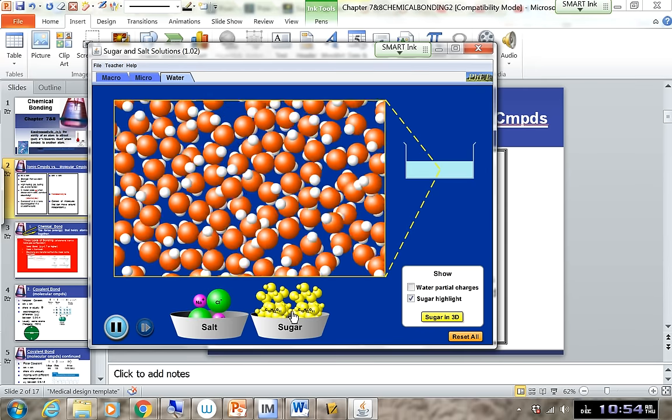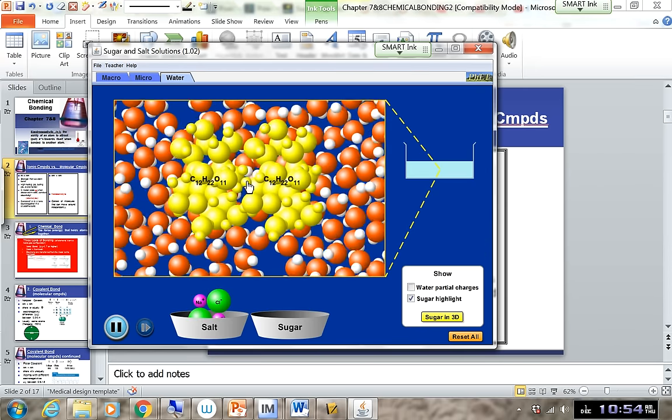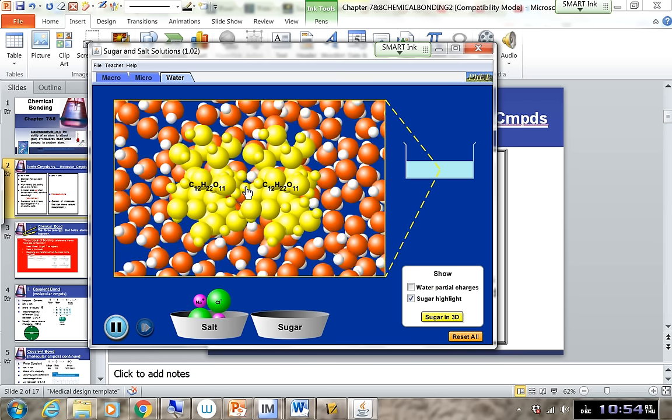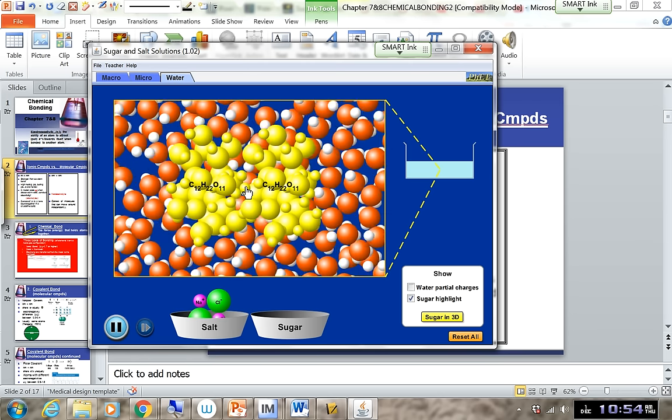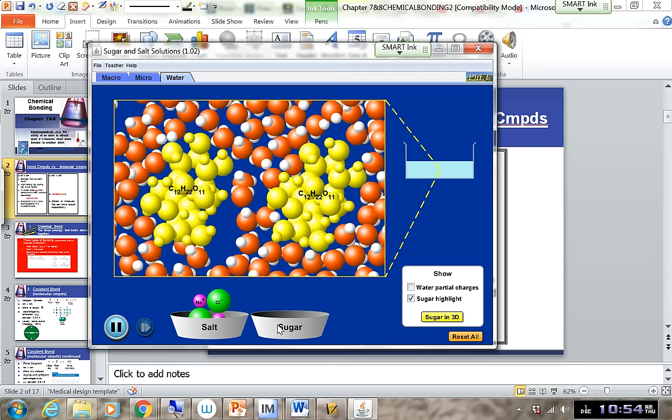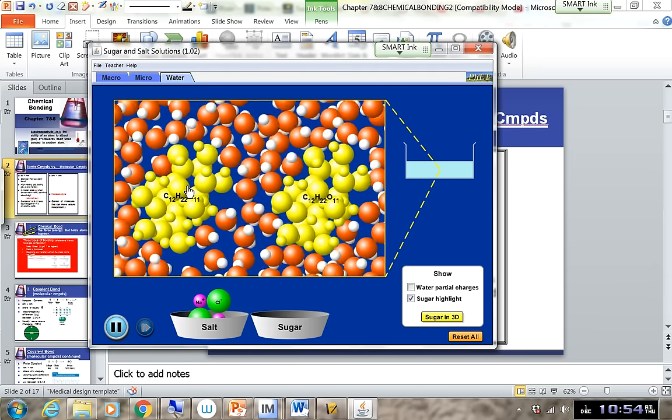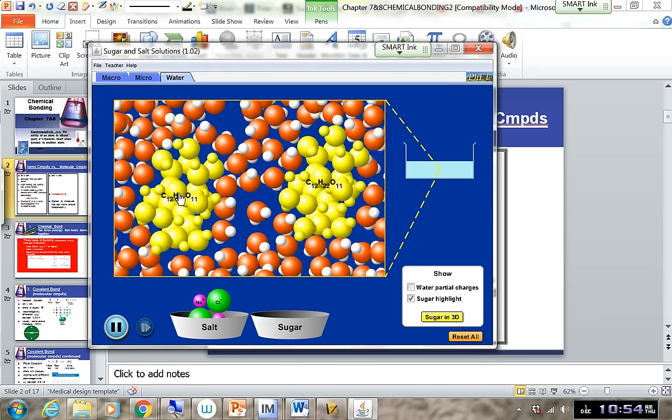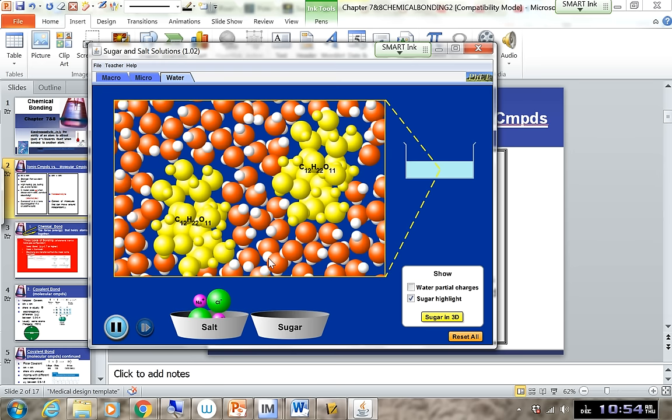So let's look at a molecular compound. So I'll pull the sugar in. Notice the sugar is a great big molecule, C12H22O11. So notice the water does pull the sugars apart, but it doesn't pull them apart into ions, so the molecule remains intact and can move around independently.